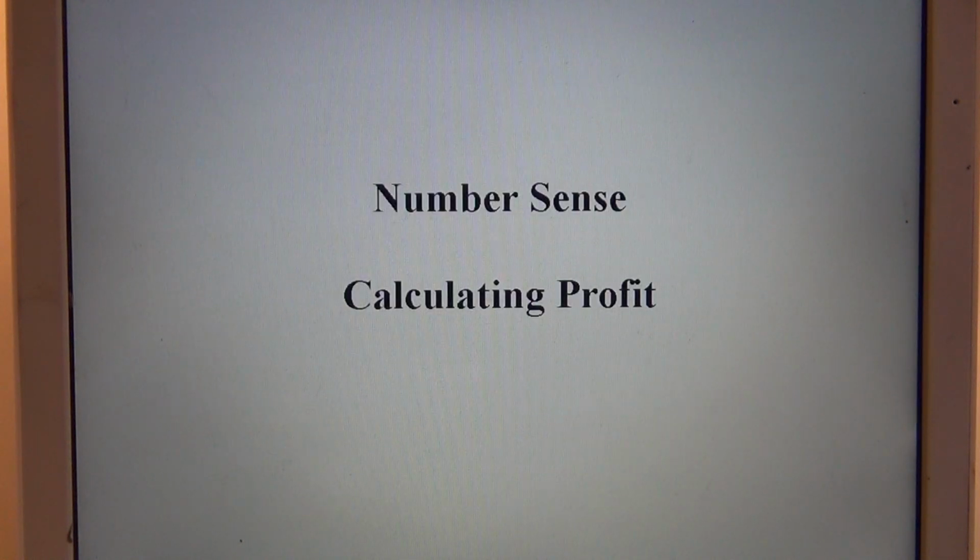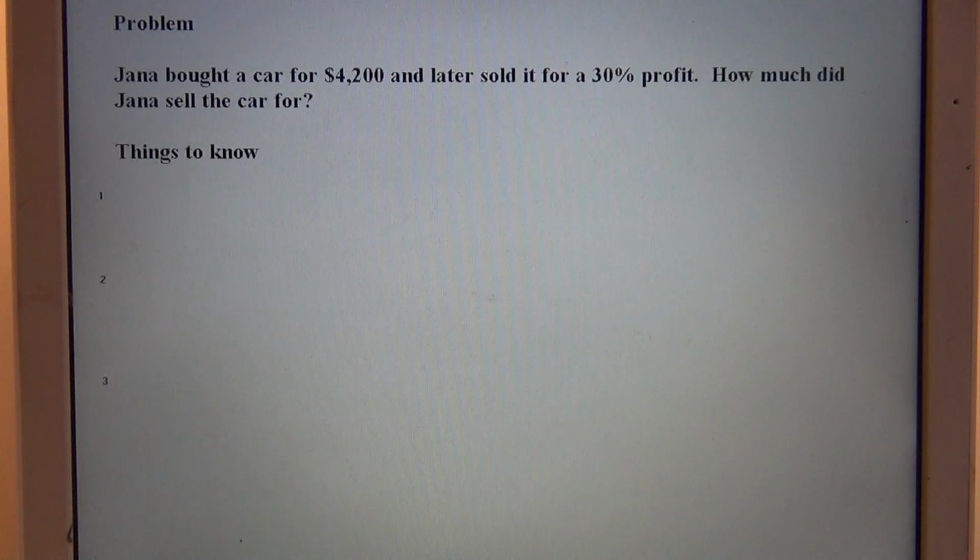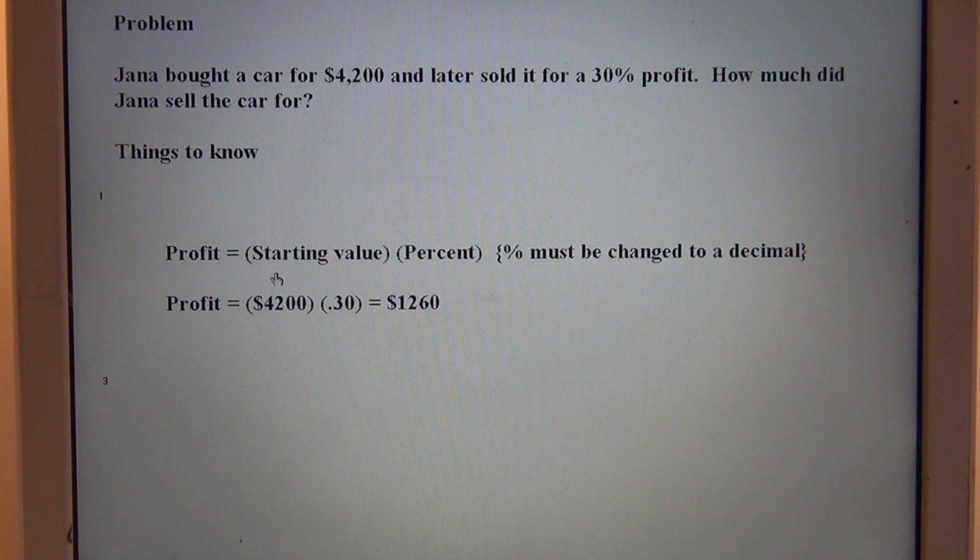Well, good. Okay, that's it for calculating profits. Again, the key concept here is that you take the starting value times the percent, but the percent must be changed to a decimal. Okay, the starting value times a percent.